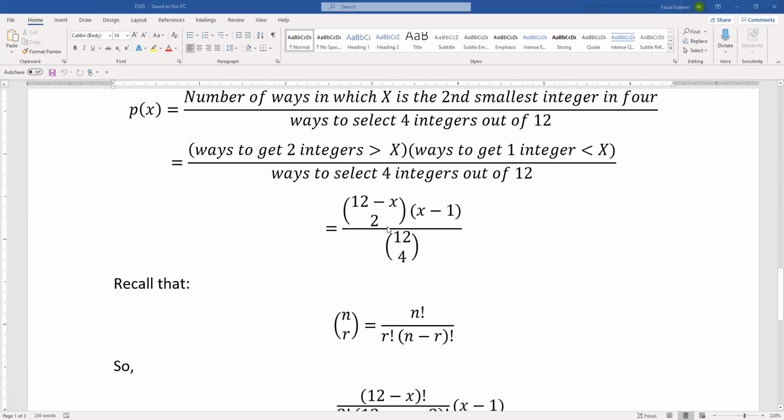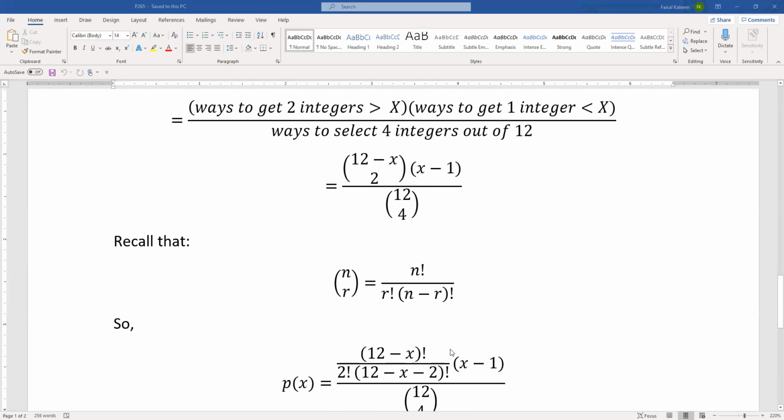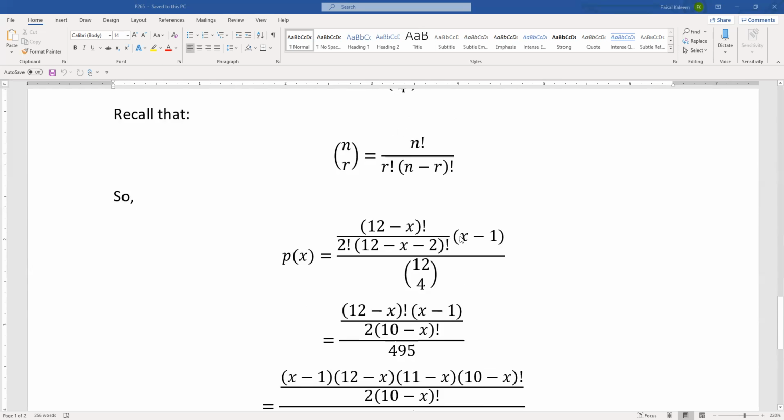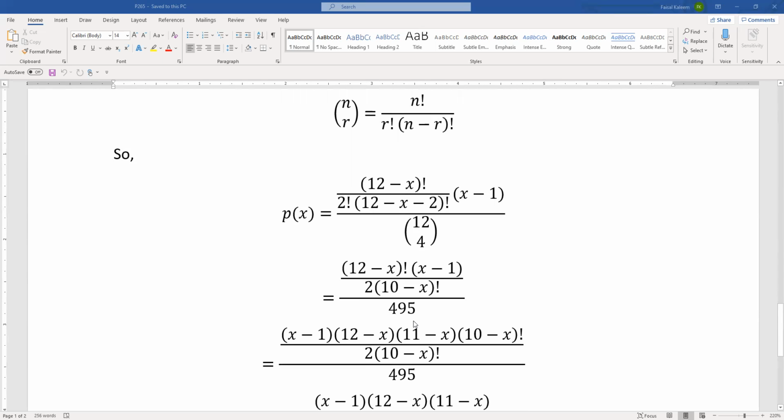So now the next step is to open these combinations by using the formula that n combination r is n factorial over r factorial times n minus r factorial. And therefore, the 12 minus x combination 2 would be 12 minus x factorial divided by 2 factorial times 12 minus x minus 2 factorial. And then we keep this x minus 1. And the next step, we write this 12C4 in the bottom as its value, which is 495. And we simplify this 12 minus x minus 2 as 10 minus x.